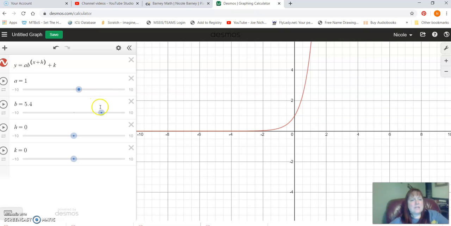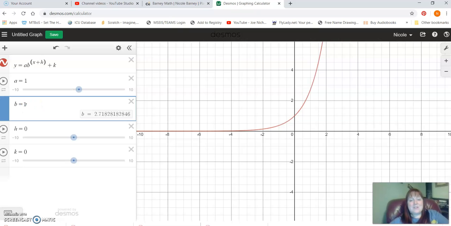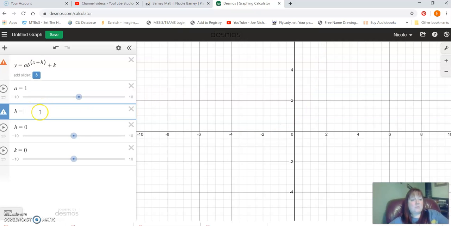Now, here's the interesting thing. Exponentials have tons of parent functions. In fact, you can have 2 to the x, 5 to the x, 1.5 to the x. So we could have e to the x. Oh, look, e. It just put in e. And it still goes through that same point because e to the 0 is still 1. But we can have all these different bases for b.